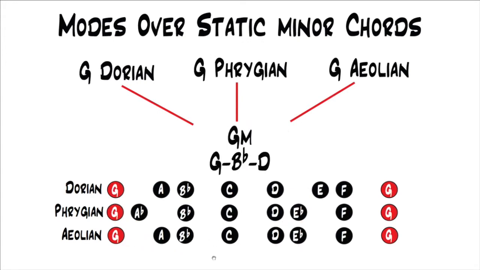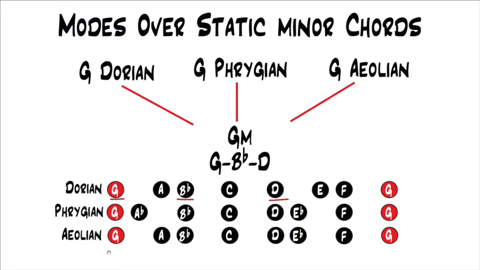So that means if you were soloing over a G minor chord, the root, the flat 3, and 5th of G minor is G, B flat, D. You would use G Dorian, G Phrygian, or G Aeolian. You'd have the option of any of those over that static chord. All of the modes contain the G, B flat, D, which of course are your chord tones and your most stable, meaning that they're going to be safe to land on anytime.